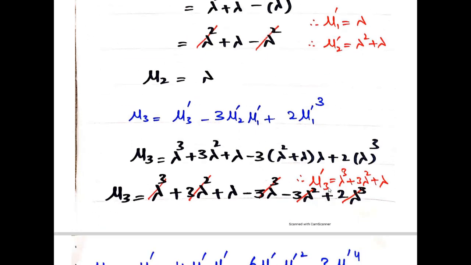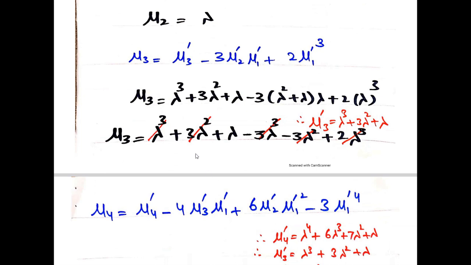As we proved, mu3 prime is equal to lambda^3 plus 3 lambda square plus lambda, minus 3 times mu2 prime, which is lambda square plus lambda, times mu1 prime, which is lambda, plus 2 into lambda power 3. Lambda^3 plus 3 lambda square plus lambda minus 3 lambda^3 minus 3 lambda square plus 2 lambda power 3. Cancel out all these terms and we are left with mu3 equal to lambda.